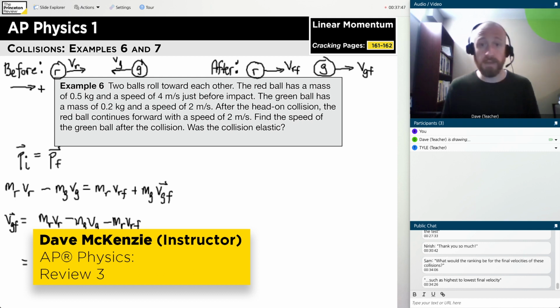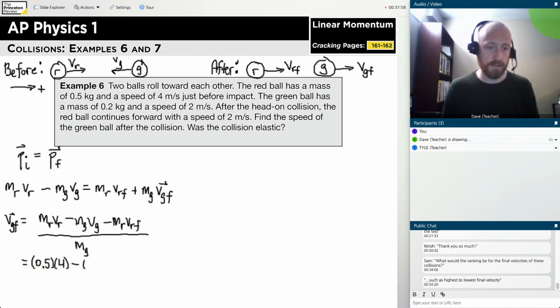So now we plug in the numbers and work the math. So for the red ball, it has a mass of 0.5 kilograms. Initially, the speed was 4 meters per second. The green ball has a mass of 0.2, initially traveling at a speed of 2 meters per second.